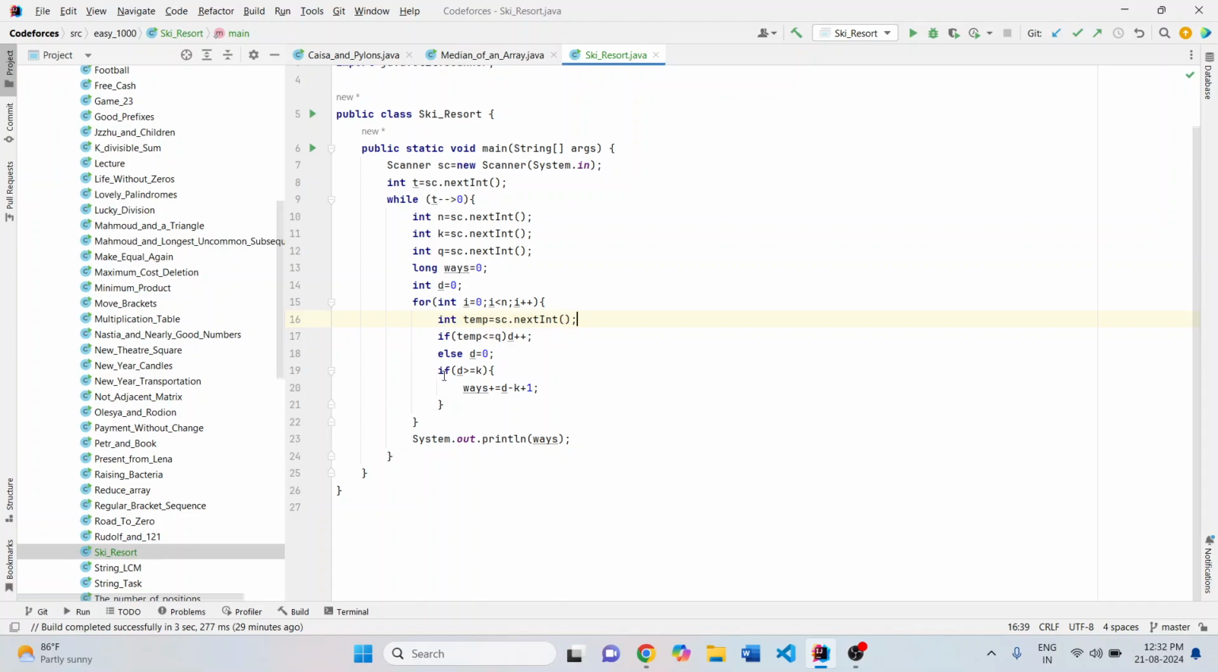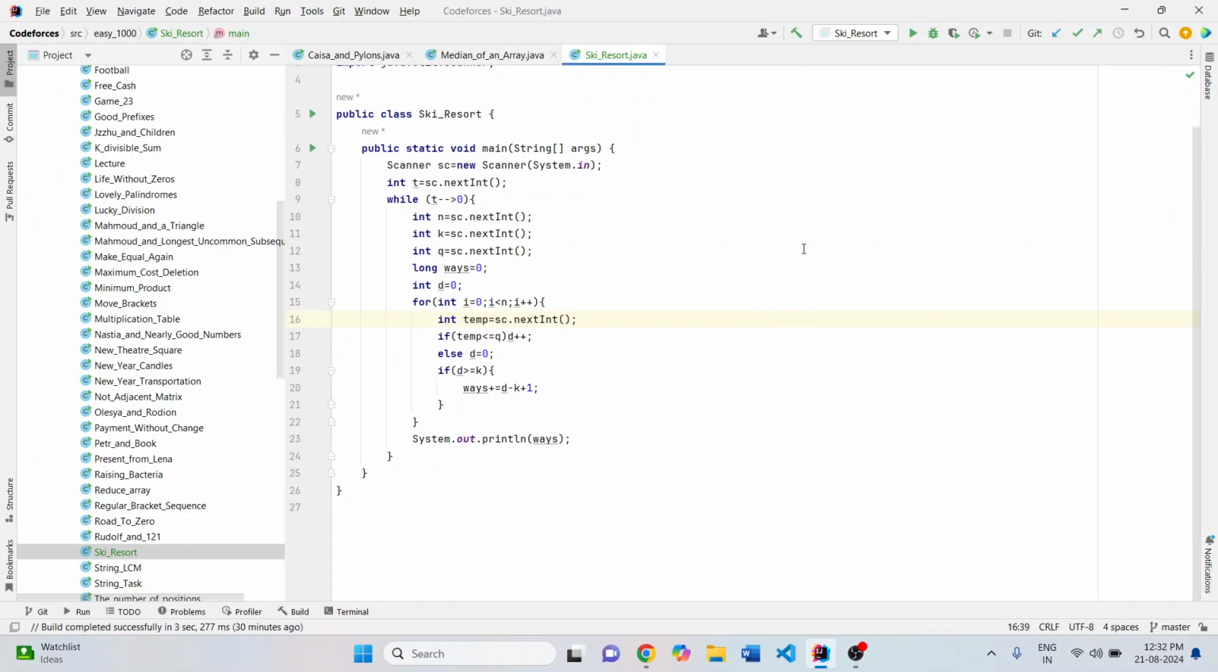Now we have to see if the consecutive days are greater than or equal to k, because he wants to go for at least k days. So only in the case when our d is greater than or equal to k, we will have our ways. Now how many ways would there be? First of all, if k is equal to 3 and we have got 3 consecutive days, the way would only be 1. How did we get that? We got consecutive days minus k plus 1. 3 minus 3 plus 1, so 1 way.